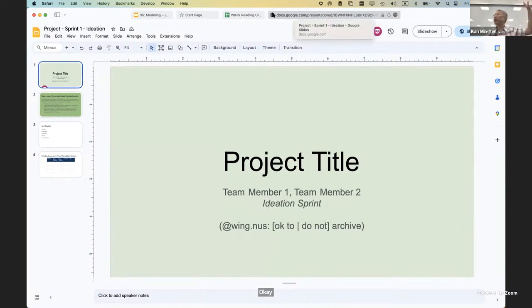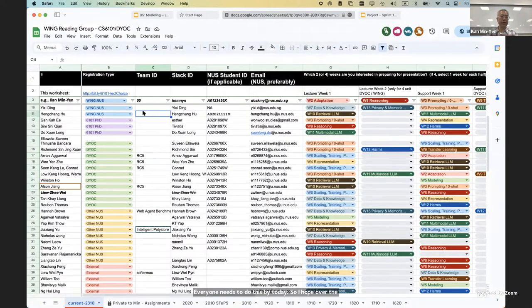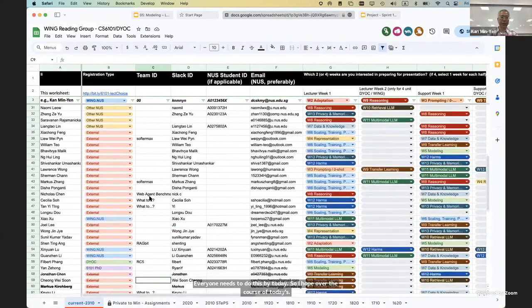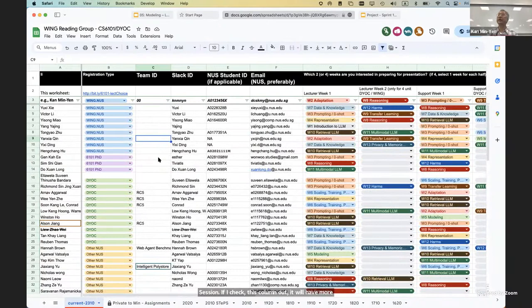All right, are there any questions about how to do this? Everyone needs to do this by today. So I hope over the course of today's session, if I check this column out, it will have more data about what your projects are, okay?